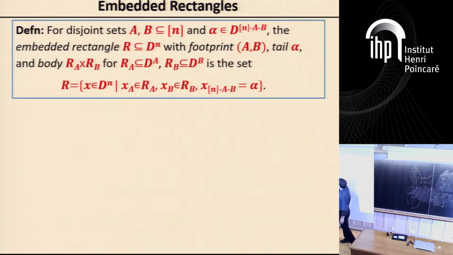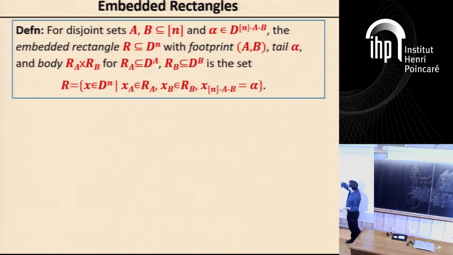And then there's sort of a body, which is where the rectangle stuff is really happening. That's going to be some subset of inputs for Alice and some subset of inputs for Bob. And so this embedded rectangle looks like a product on the bits of A cross B and then is fixed outside there. That's an embedded rectangle. So it is a rectangle also, but the point is we really are only going to care about how big it is.